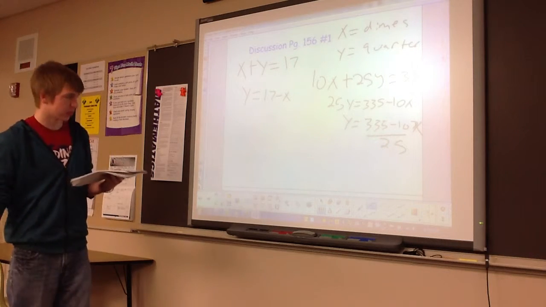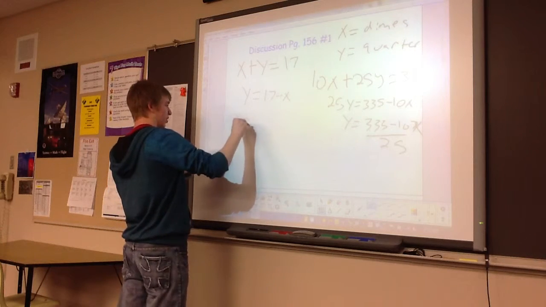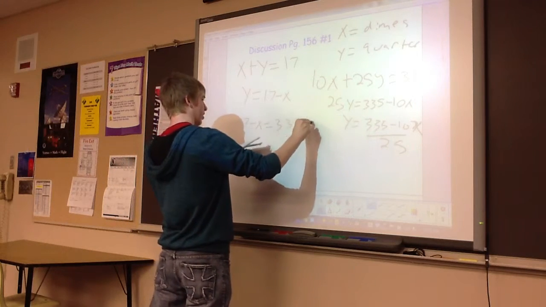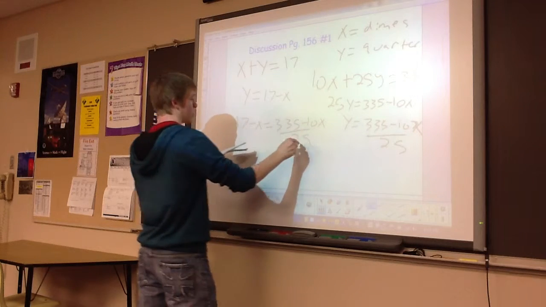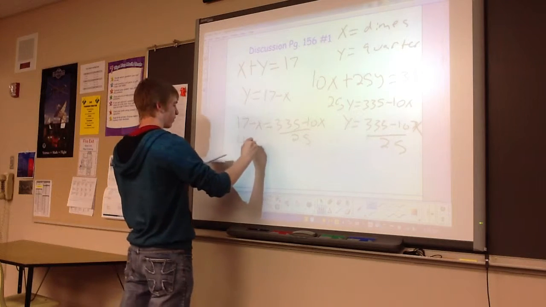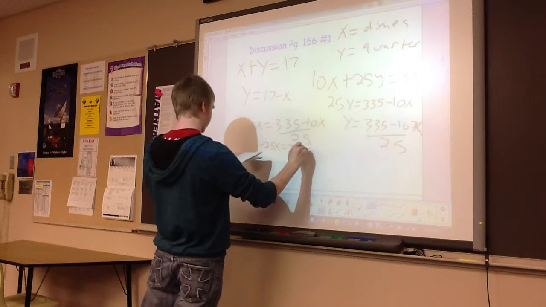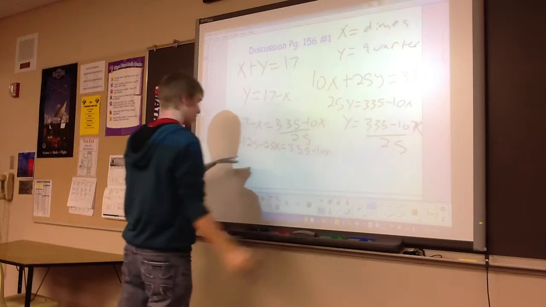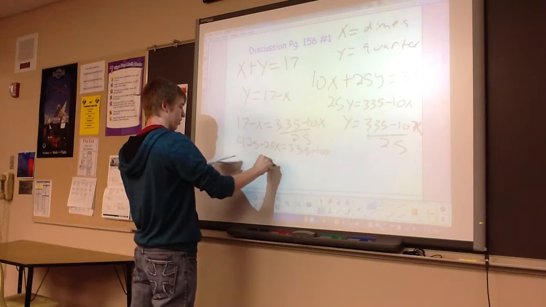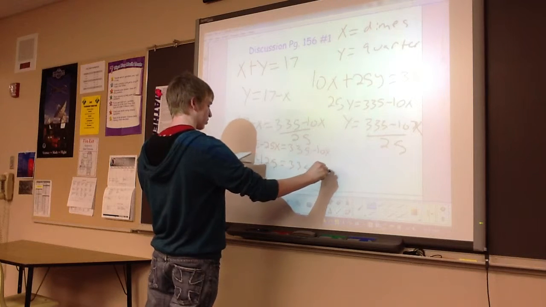Okay, and then by the transitive property, you can set them equal. So you have 17 minus x equal to 335 minus 10x over 25. Cross multiply, so you get 425 minus 25x equals 335 minus 10x. Add 25x to both sides, so you get 425 equals 335 plus 15x.